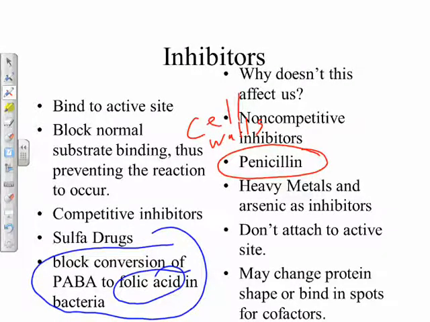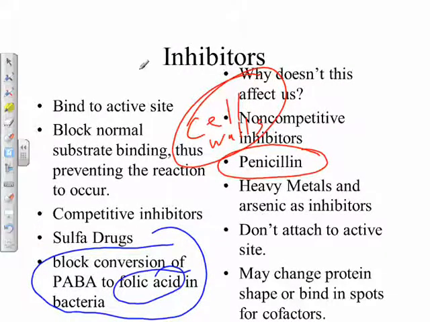Why doesn't this bother us? Why does taking penicillin not make you sick? You don't have cell walls. Therefore, you don't have enzymes to make them, right? So we're inhibiting enzymes that bacteria have that we don't. And therefore, we in essence kill them off. Most antibiotics affect the bacteria's ability to make cell walls by inhibiting the enzymes that make the walls.